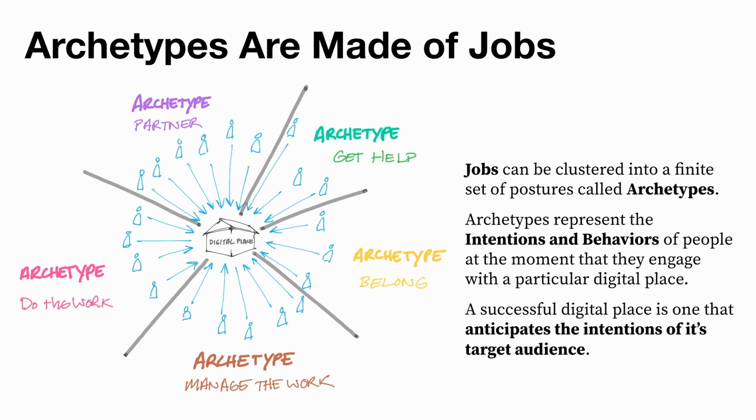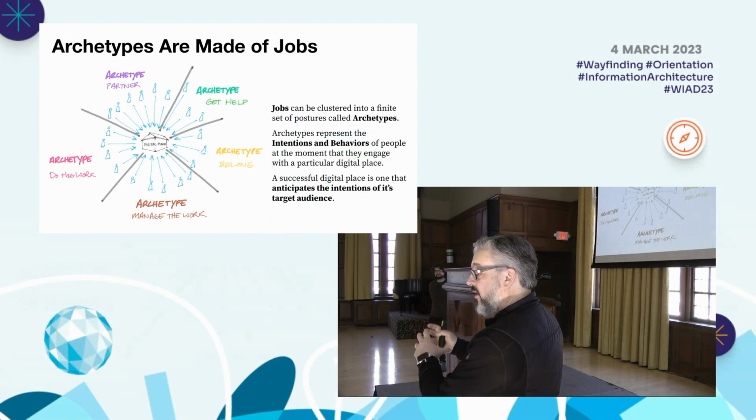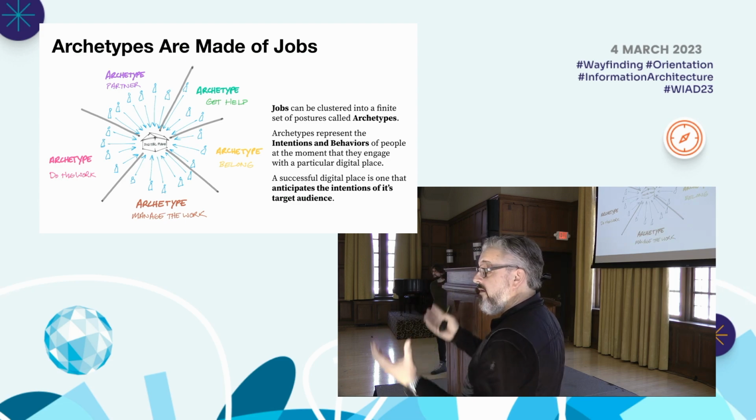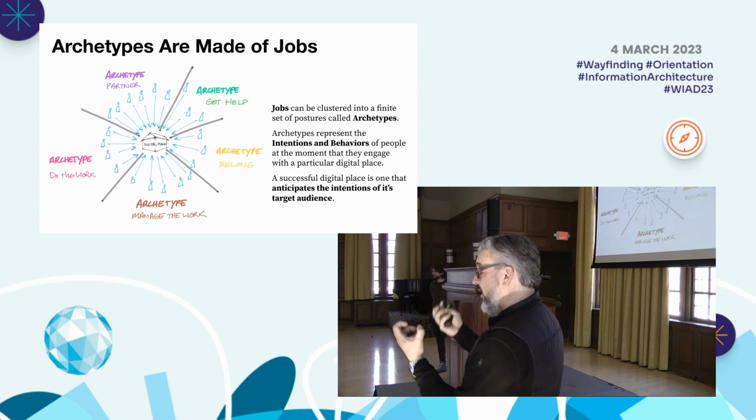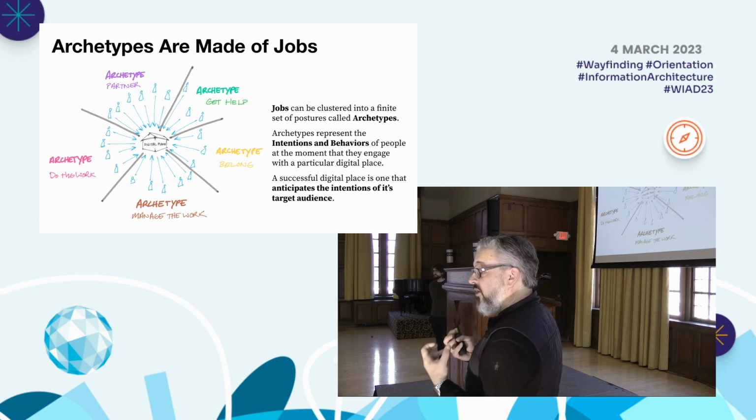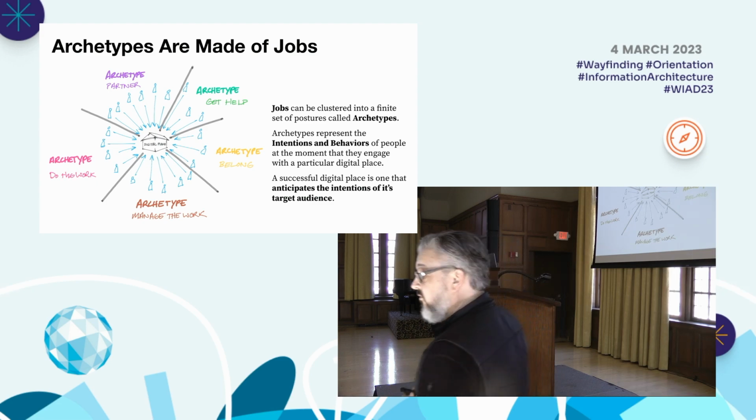So jobs can be clustered into a finite set of postures that we call archetypes. Archetypes represent the intentions and behaviors, like we noted. And a successful digital place is one that anticipates the intentions of the target audience. All those jobs that people are drawn to a digital place with, that you saw in that previous diagram, we can group up into archetypes. It's a way to understand all the things that people want to do with the digital place by breaking it down to a simpler model, so we can use it as a check to make sure that we've created and structured a successful place.